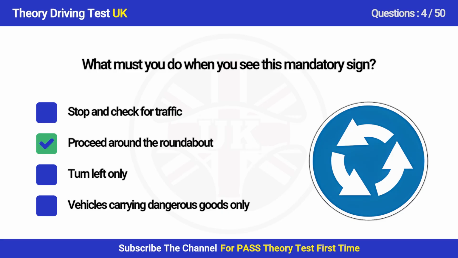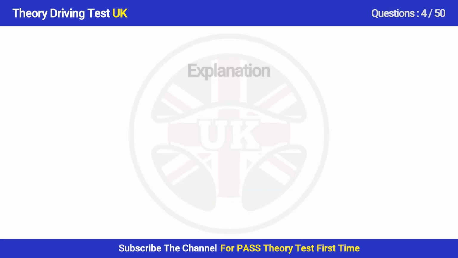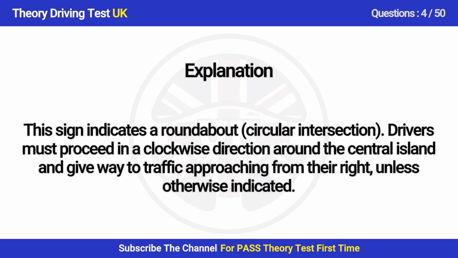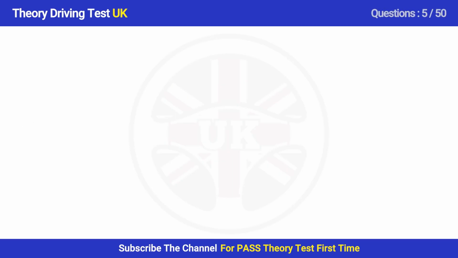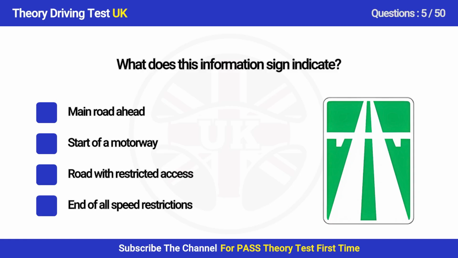Answer is B. Proceed around the roundabout. This sign indicates a roundabout circular intersection. Drivers must proceed in a clockwise direction around the central island and give way to traffic approaching from their right, unless otherwise indicated.